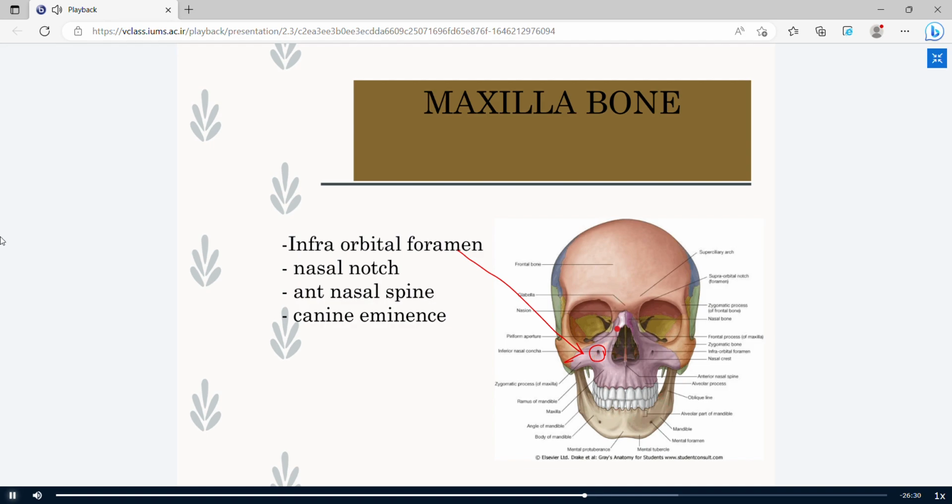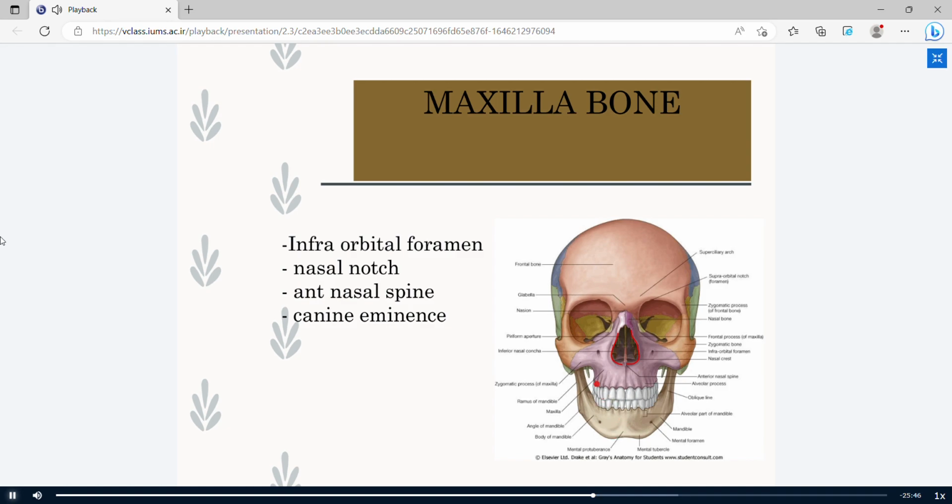And each maxillary bone near the midline is joined to the opposite maxillary bone, and at the midline they form the anterior nasal spine. This is the anterior nasal spine or nasal spine, formed by left and right maxillary bone. And there is a nasal notch or piriform fossa here in the body of maxillary bone.